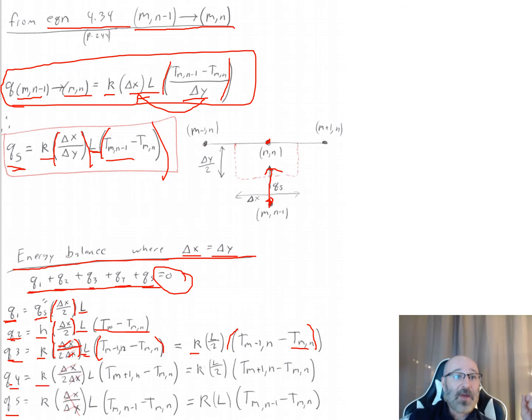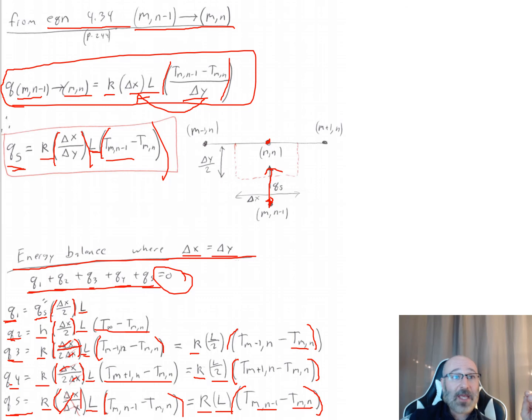Similar for Q4, I have my K times my delta X over 2 delta X. The delta X's again cancel, times my L value times my temperature difference between the two nodes. Rearrange and simplify, this becomes K times L over 2 times the temperature difference between those two nodes. And then Q5 is equal to K times delta X over delta X. Well, that whole term cancels out to 1, so this is times L times the temperature difference. So this reduces down, for Q5, to my K value times L times the temperature difference between the node T of m, n minus 1 and my center node T of m comma n. So that gives me those expressions for Q1 through Q5 simplified down.